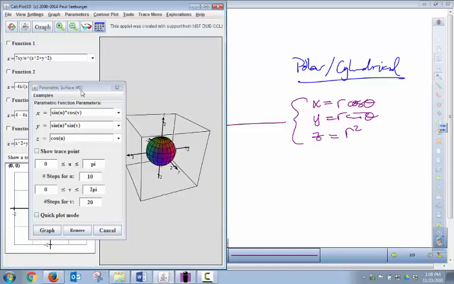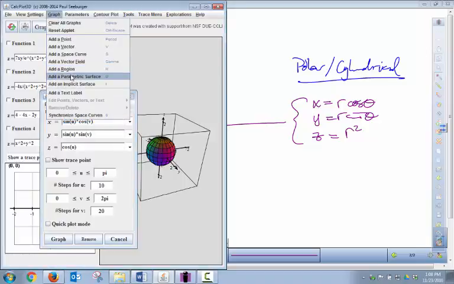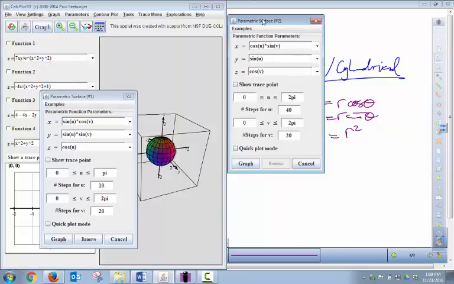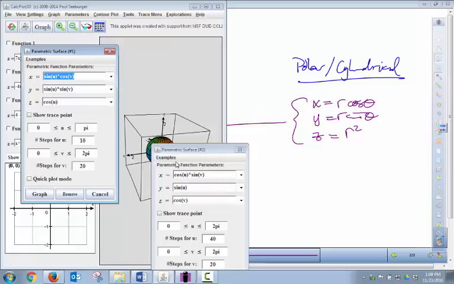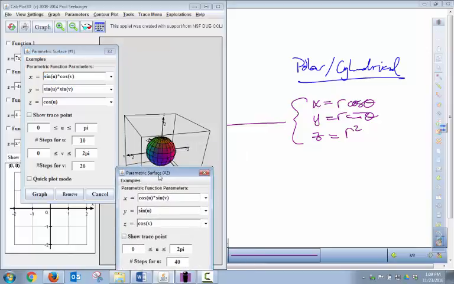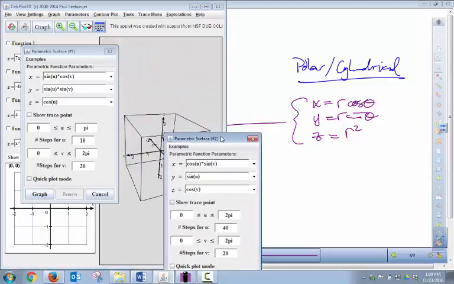Let's take a look at that in our software. By the way, you can open up another window here. You can go to graph and add a parametric surface, so you can see two parametric surfaces if you want. These have labels on top of the window that say parametric surface number 1 and number 2, and as many as you open up. You can always remove the graph so you can see this one by itself, or you can graph both of them together.